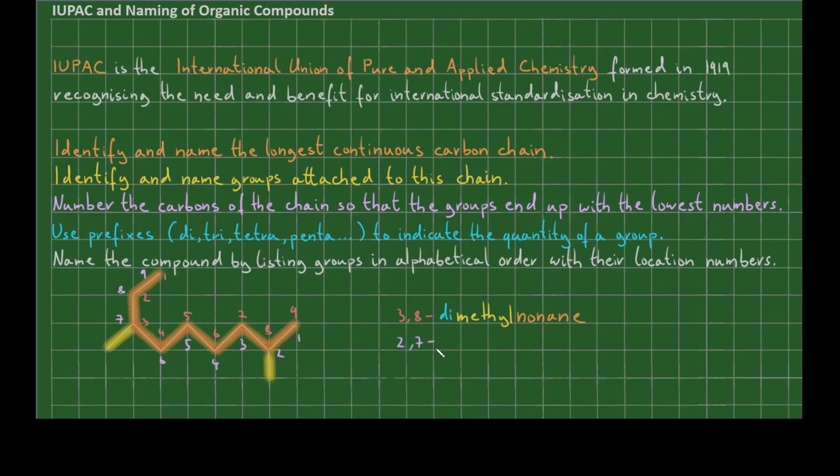And so the name of the compound would be 2,7-dimethylnonane. Which is the correct name? Well, considering rule number 3, I need to number the carbons of the chain so that the groups end up with the lowest numbers. This means that 2,7 is correct, whereas 3,8 is incorrect.